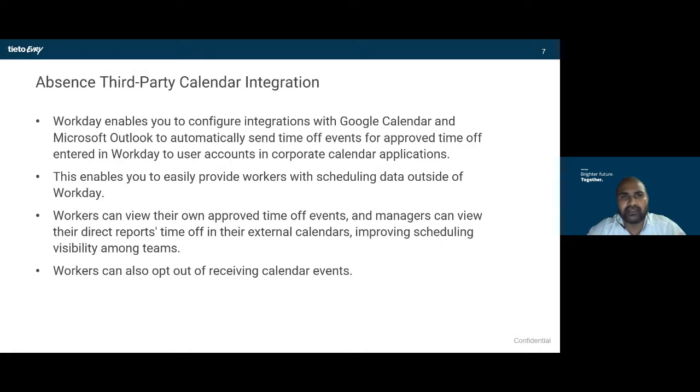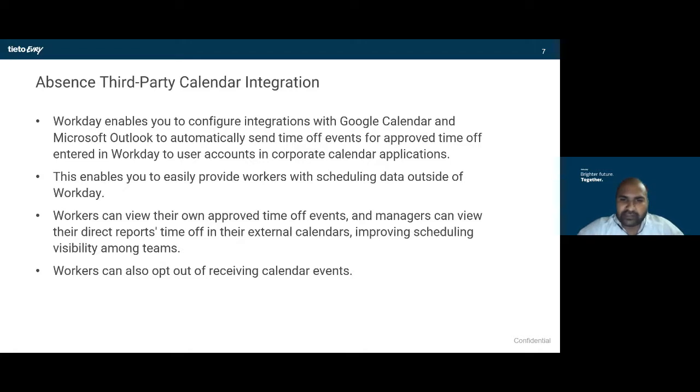For this sync, you have to make some changes in the Workday end and also at the calendar end. As part of this, I will be showing you a demo. I will just cover this first. Workday enables you to configure the integration with Google Calendar and Microsoft Outlook to automatically send time off events for approved time off entered into Workday to user accounts in corporate calendar applications. This enables you to easily provide workers with scheduling data outside of Workday. Workers can view their own approved time off events, and managers can view their direct reports' time off in their external calendars, improving scheduling visibility amongst the team.